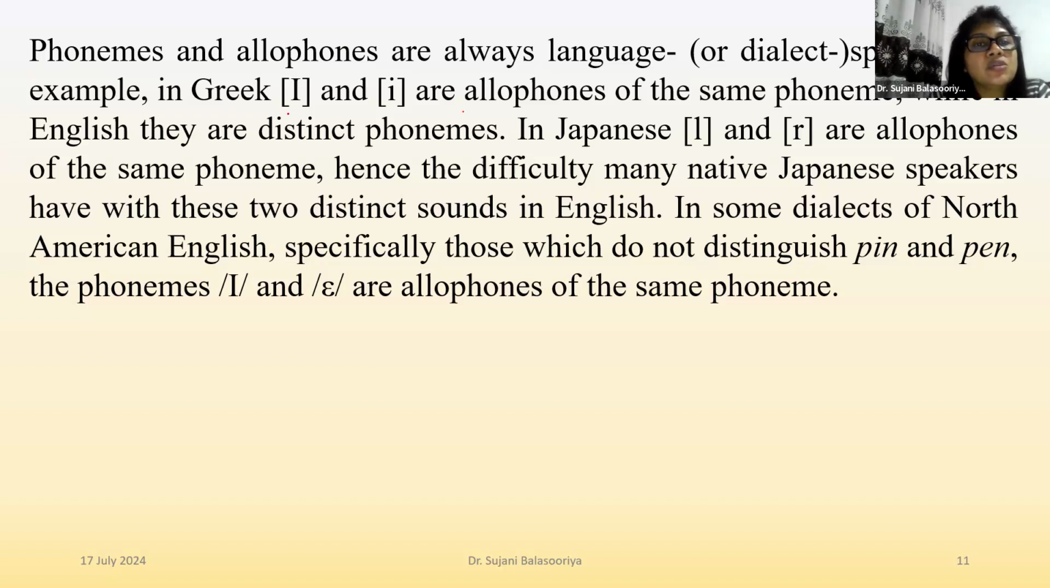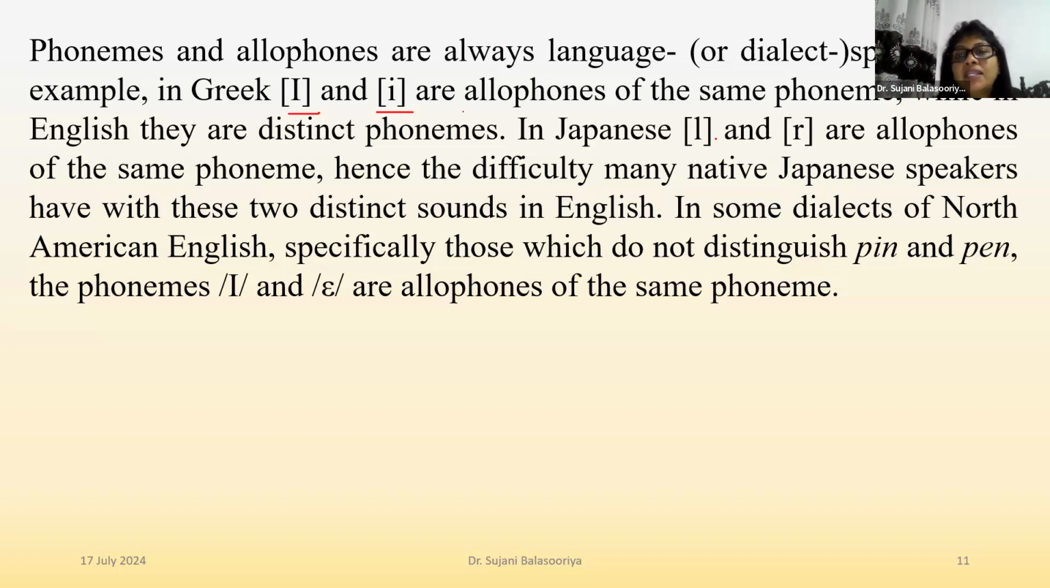These are the two sounds. Short E and long E are allophones of the same phoneme. But now in English, what do you mean by these two vowel sounds? They are two different phonemes, because now, you know, there are 12 pure vowels. In the 12 pure vowels, short E and long E are two different vowel sounds. So in English, these two are phonemes, whereas in Greek, these two sounds are allophones.